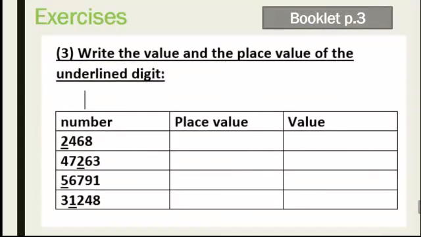Let's move to page 3. He wants me to write the value and the place value of the underlined digits. Okay, let's move to the first exercise. We have a 4-digit number, 1, 2, 3, 4, units, tens, hundreds, and thousands. So 2 in the thousand place. And what is the value of the thousand? We will put the digit and 3 zeros.